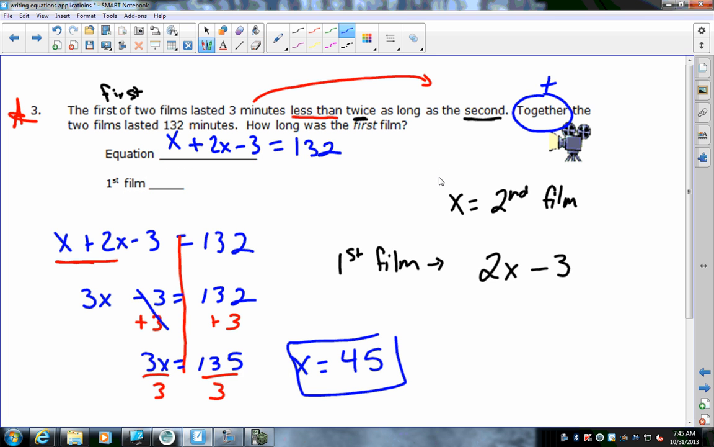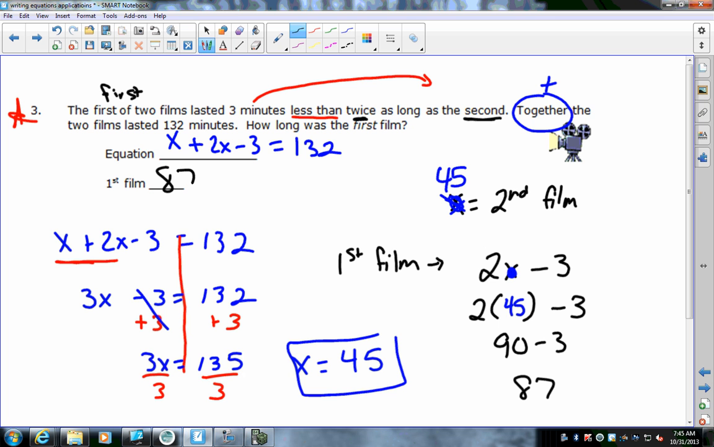Yeah, this is the second film. The second film is 45. That's what goes in here for x. So if this is x, now we need to put 45 in here. So you're going to take 2 times, instead of x, we're going to substitute in 45, minus 3. So 2 times 45, that should be 90, minus 3, 87. So the first film is 87 minutes long.